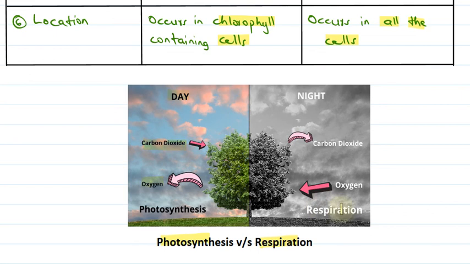Whereas in case of respiration that takes place at night in case of plants, during night what happens? There is no sunlight, so plants cannot perform photosynthesis. During night, they perform respiration, and in respiration oxygen is taken in by the plants and carbon dioxide is released. This is the case of plants where during the daytime photosynthesis takes place and during night time respiration takes place.